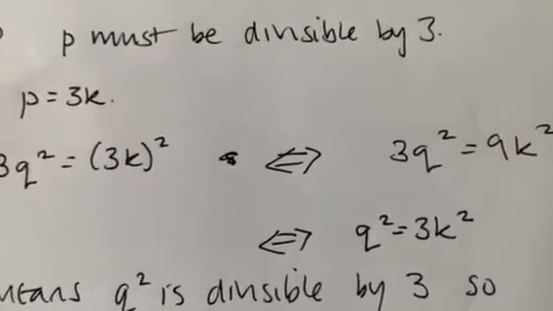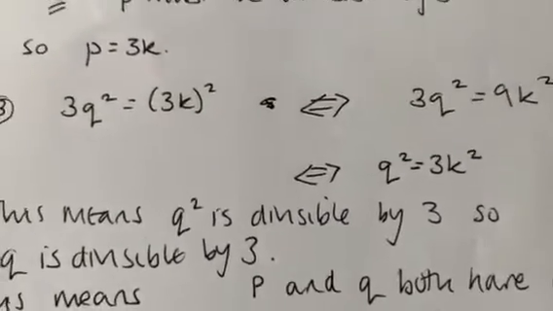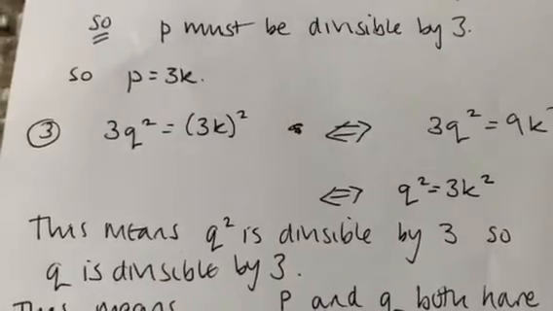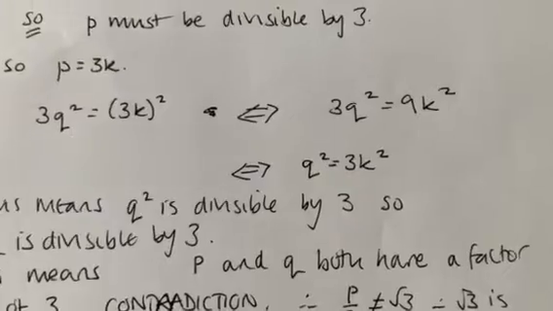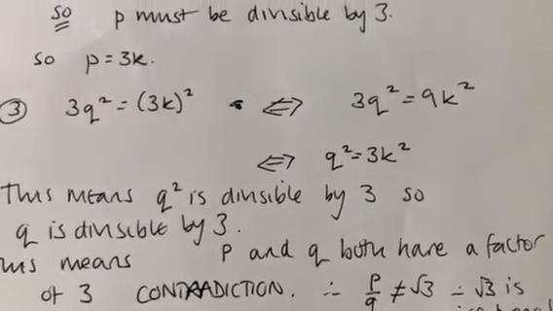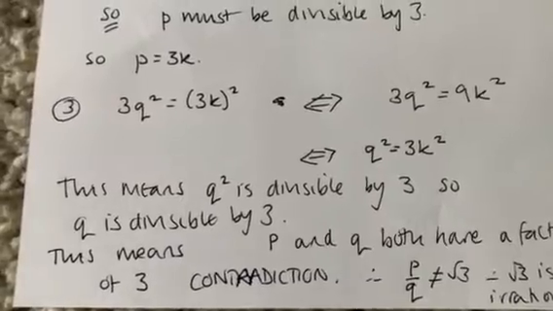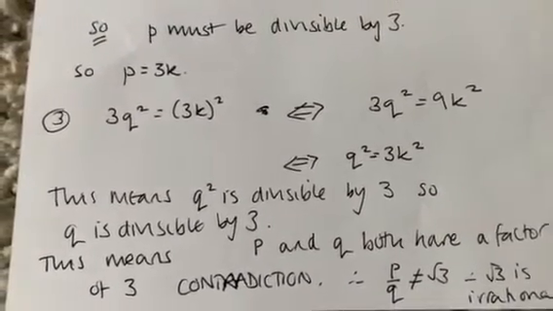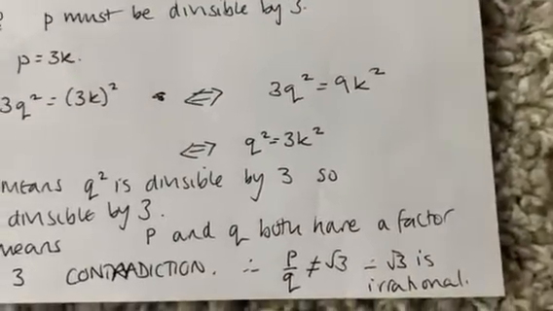This means q squared is divisible by 3, and we know that we can assume that implies that q is divisible by 3. This means that both p and q are divisible by 3. They have a common factor of 3. Therefore, there is a contradiction. Root 3 cannot be written as p over q. Therefore, root 3 is irrational.